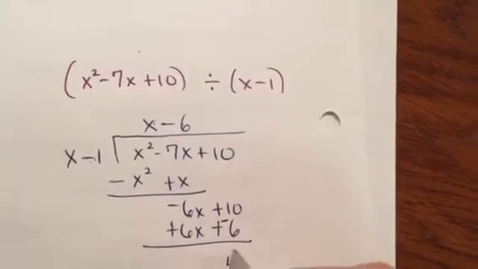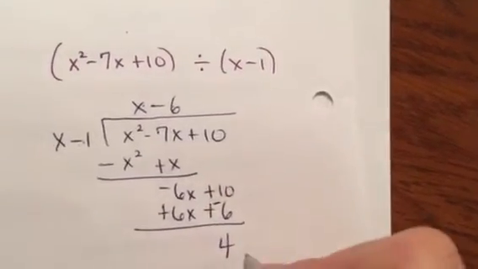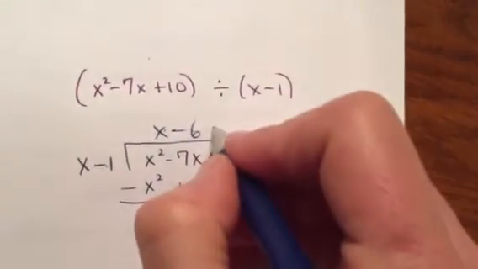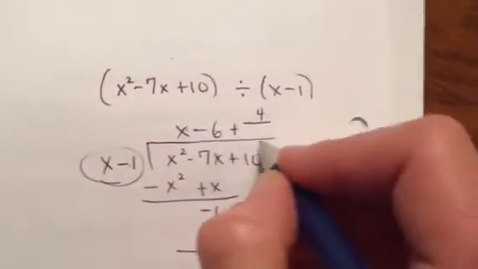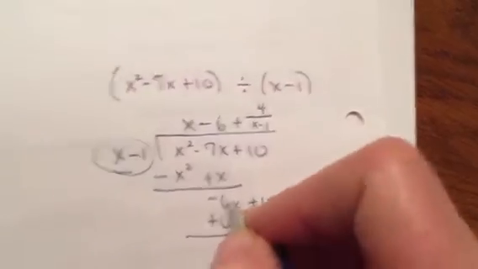10 minus 6 is 4. That's your remainder. There's nothing else to bring down, so that's my remainder. So I just add on my remainder. It's a remainder of 4 over the divisor, which is x minus 1.